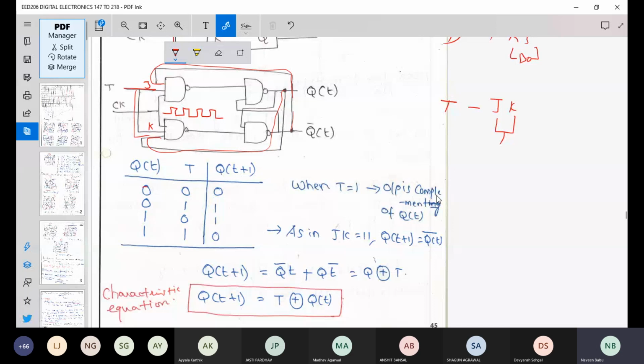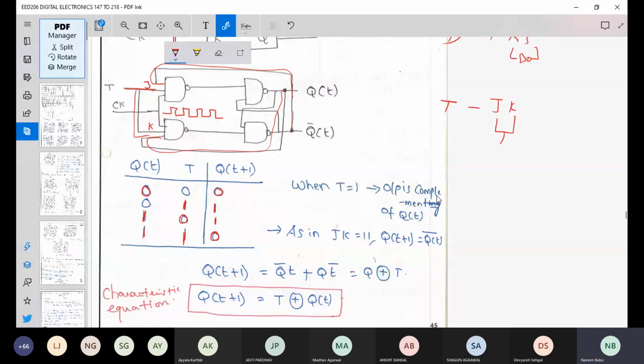When your Q is 0, the 4 different possible combinations are 0 0, 0 1, 1 0, 1 1. When your previous state is 0 and your toggle input is 0, there will be no change, so you will have 0 only. Toggling will not take place. When your previous state is 0 and your toggle input is 1, your Q of T will get toggled from 0 to 1. Similarly, when your previous state is 1 and your toggle input is 1, your 1 will get changed to 0. Whereas when your T input is 0, whatever is your previous state, if it is 1, your output will also be 1.